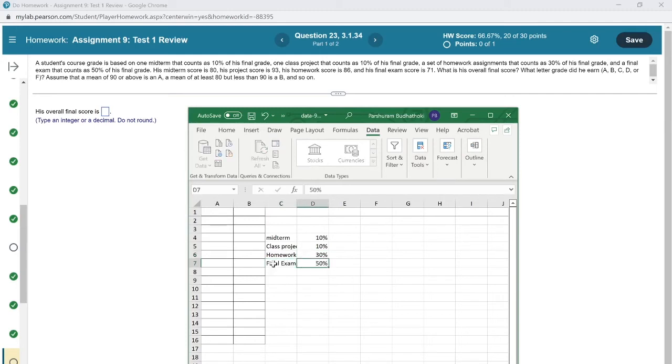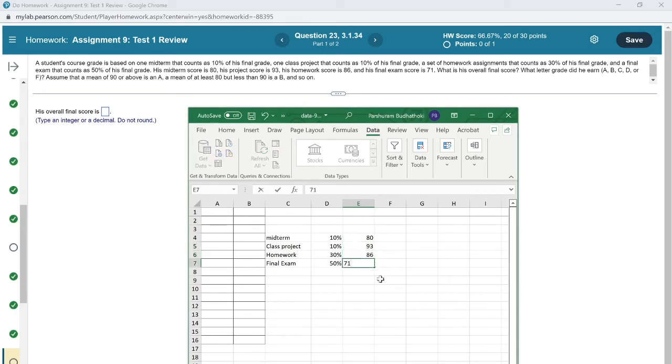Now these are the weights of the different types of assignment. And now the points that the student got: his midterm score is 80. The class project is 93. The homework is 86. And then the final exam is 71.